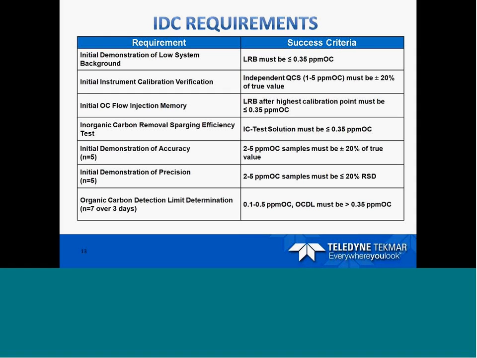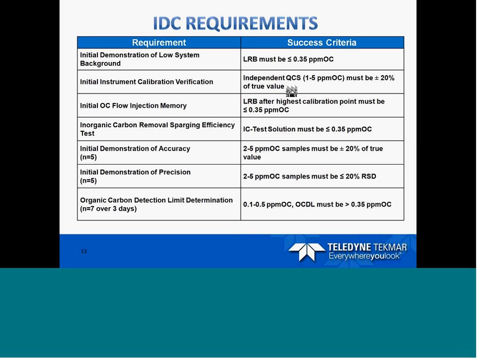IDC requirements in the method are, first, you have to do an initial demonstration of low system background. So you want to make sure basically that the system is very clean. Your reagent blank must come back less than 0.5 ppm of organic carbon. Then do an initial instrument calibration verification. This is where we're going to run that independent quality control sample.